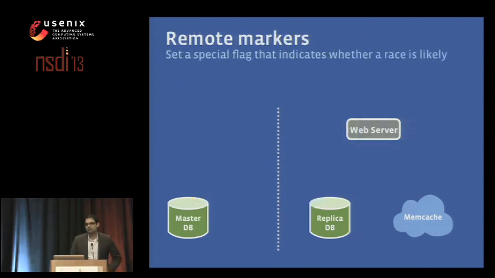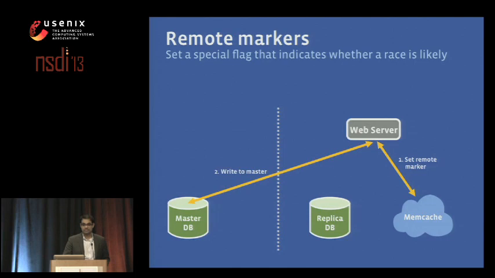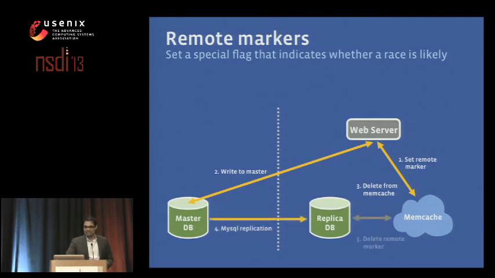So what we do is employ a set of what we call remote markers. These are essentially a special set of flags that indicate whether a race is likely. First, we set a remote marker in our memcache that says, hey, we're about to do a cross-country write. We go ahead and do the cross-country, or cross-Atlantic, write. We delete the value from the cache. And then the MySQL replication comes in, and MySQL replication will delete the marker.